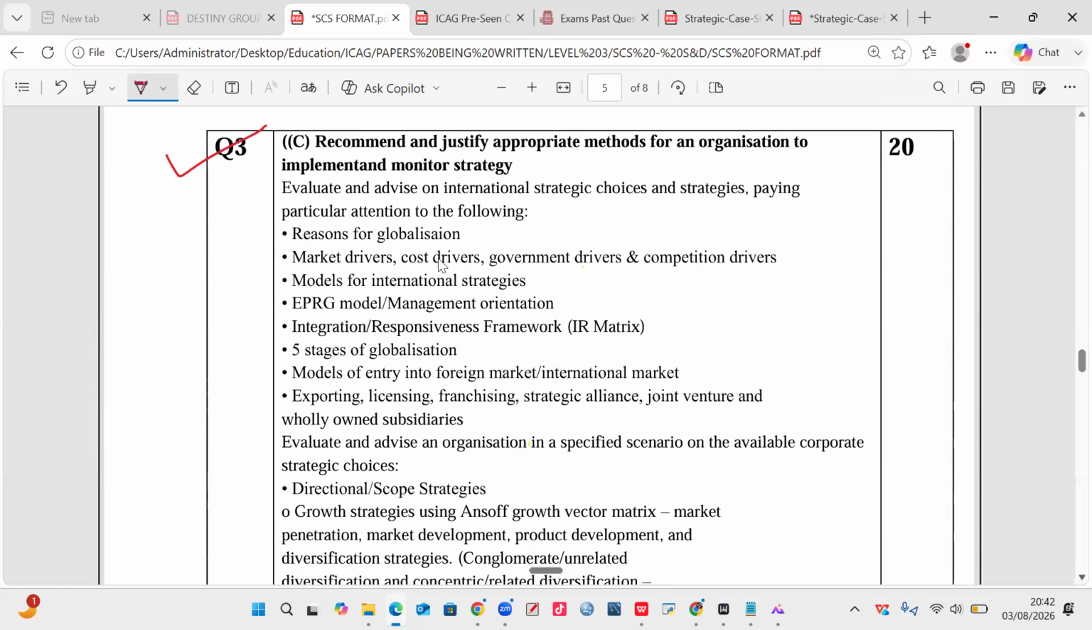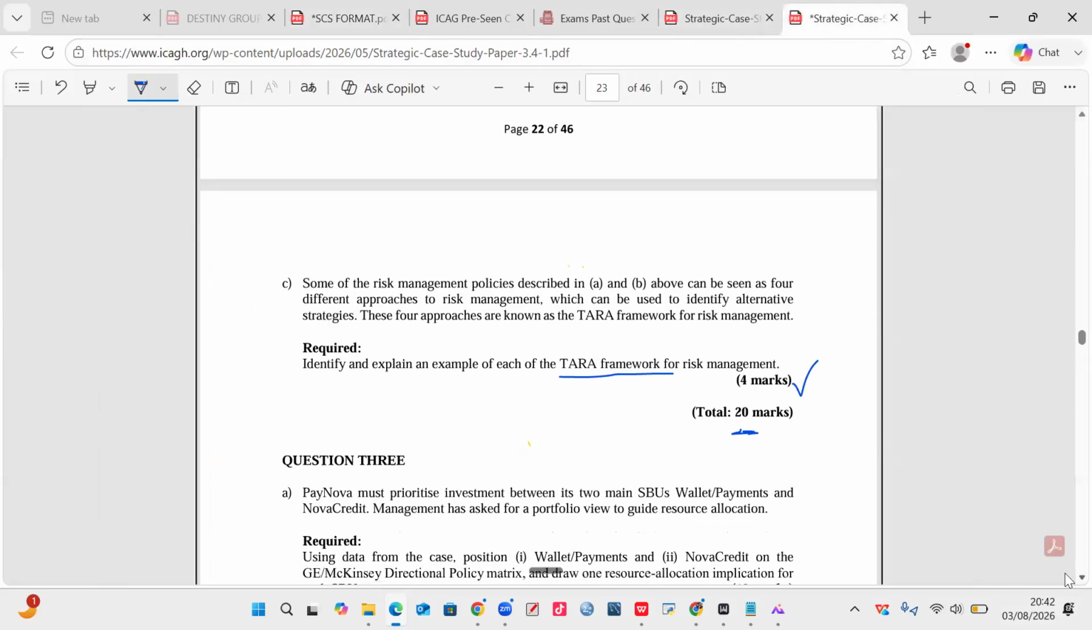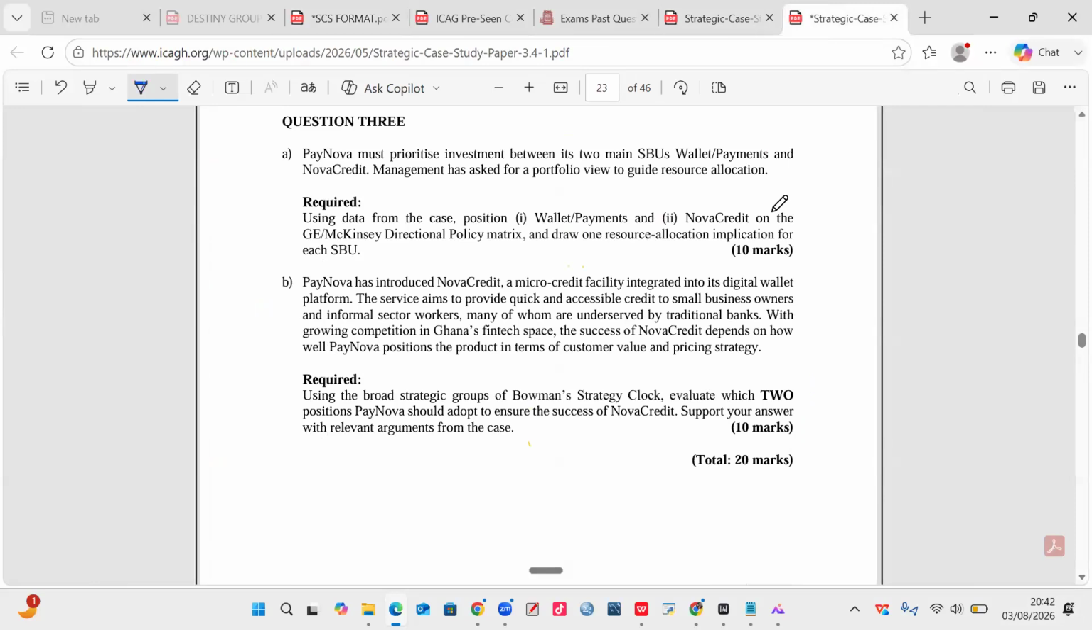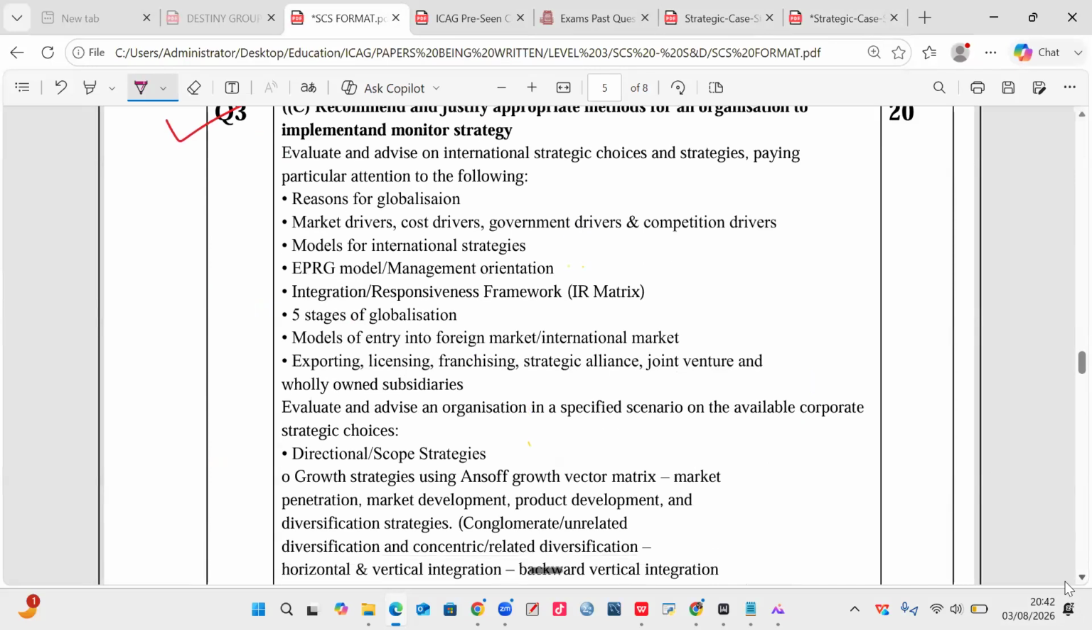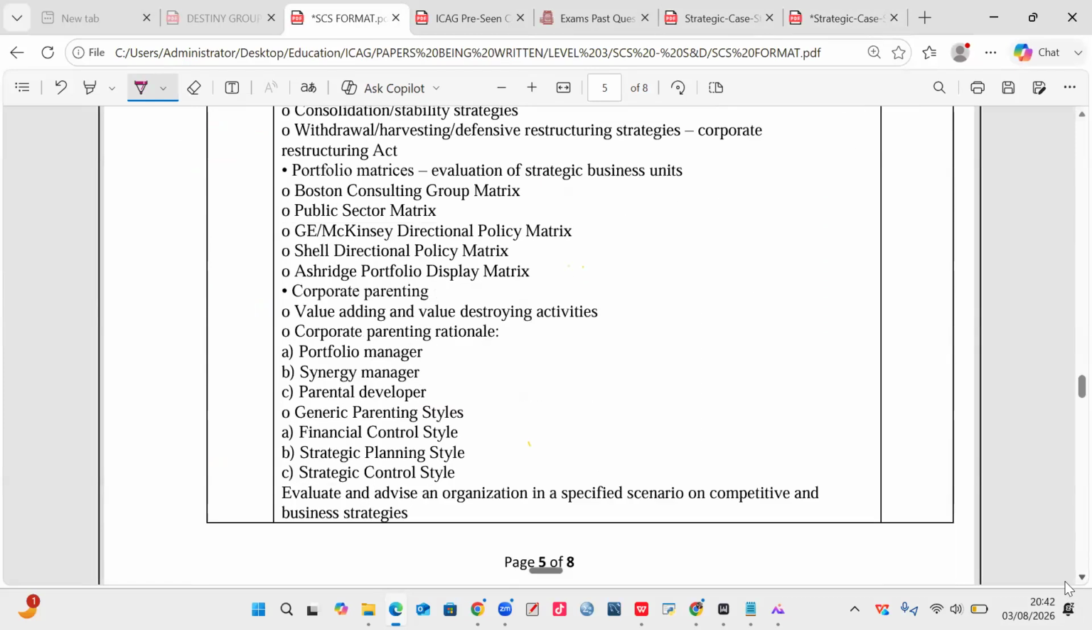Question 3. The topics are here. They will ask the questions right from here. Let's look at March 2026, question 3. Using the data, wallet payments on the GE and Mackenzie directional metrics. Let's check GE and Mackenzie directional metrics. Let's see what I will find. Here it is.